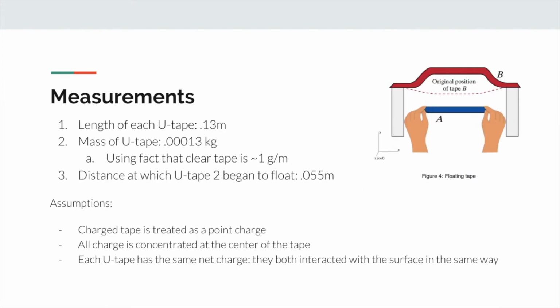I took some measurements to help out with the calculations in this experiment, including the length of each U-tape, the mass of each U-tape, and the distance at which the U-tape began to float, which is shown through the diagram at the right. I assume that the charged tape is treated as a point charge and that all charge is concentrated at the center of the tape. Additionally, each U-tape has the same net charge.